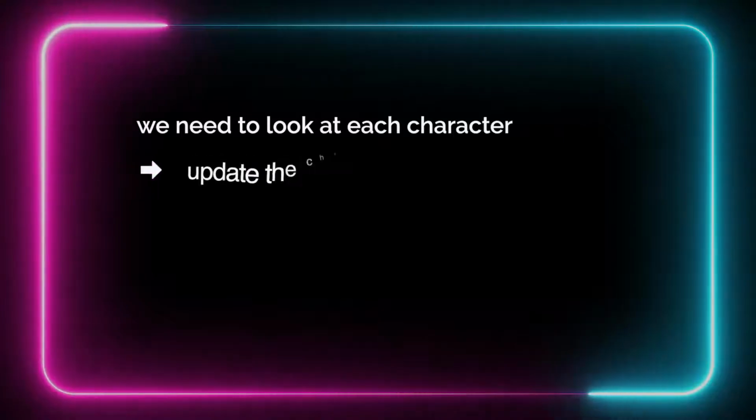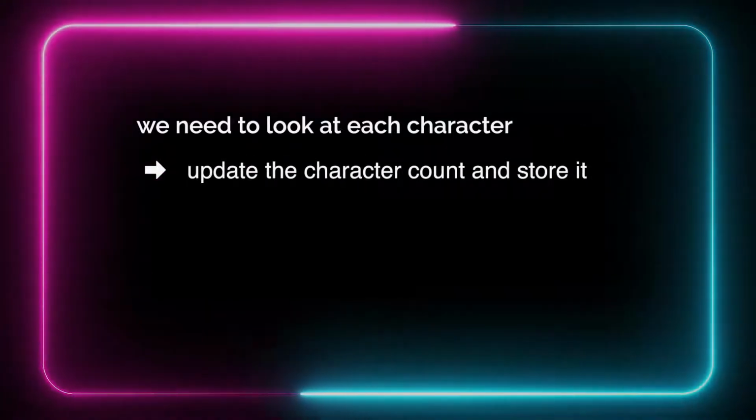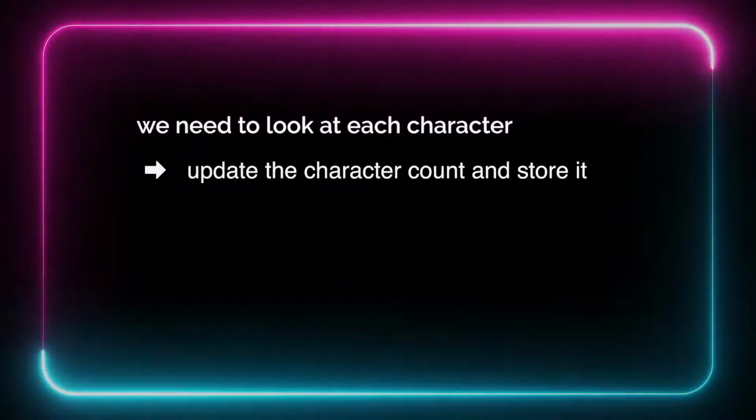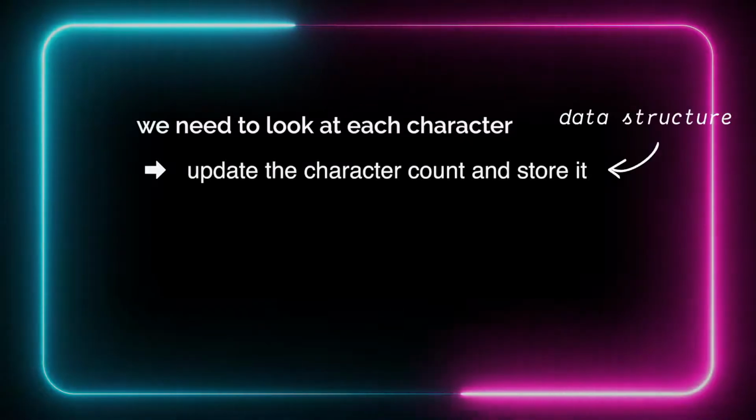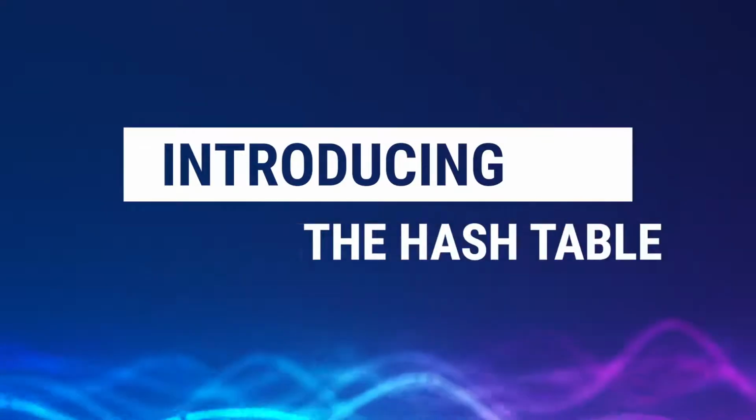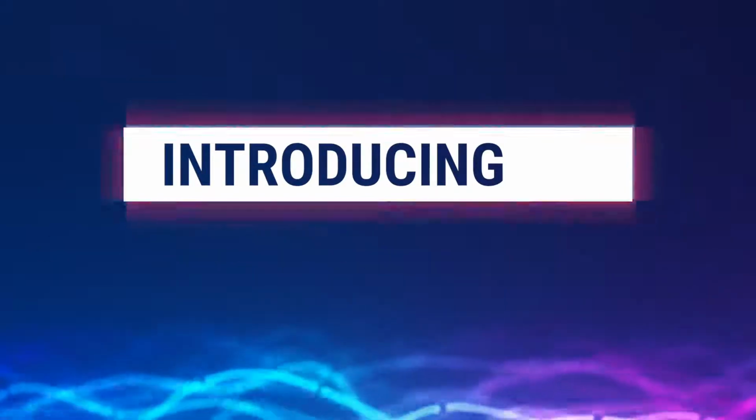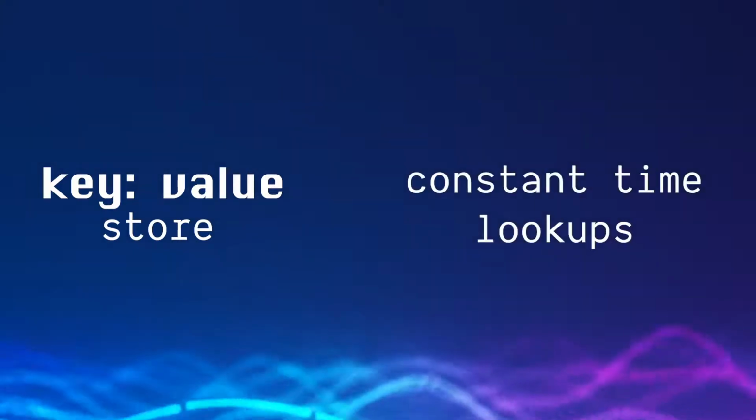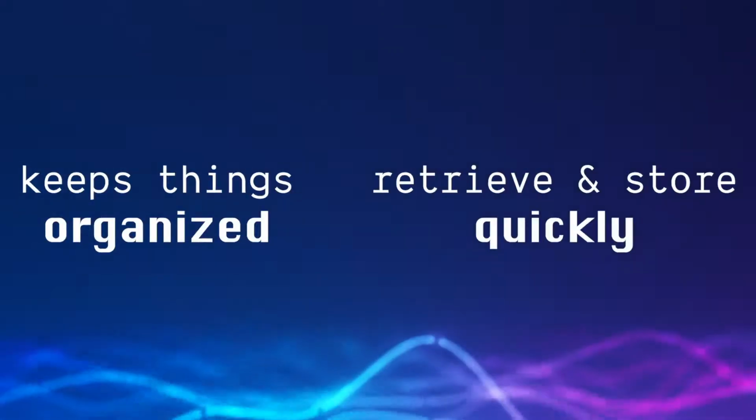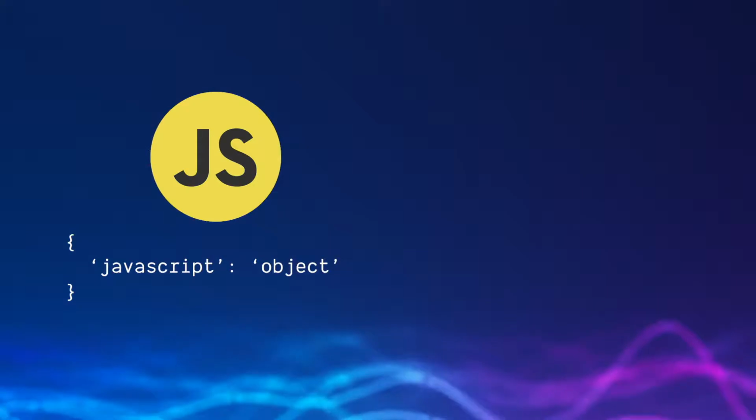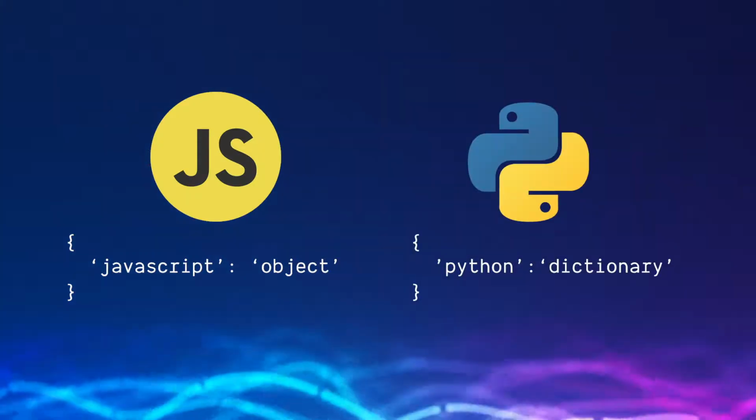We'll have to count the appearances of each character within that loop. So each character we look at, we'll have to either create or add to an existing counter. Since we need one counter for each character, we need some kind of a data structure to keep them organized. So I'd like to introduce my good friend, the hash table, which you could say is the most basic and most useful of data structures. Now the hash table is what's known as a key value store, on which we can perform lookups in constant time. Now that's a formal definition for saying it keeps things organized and it can retrieve and store things quickly. We'll use an object for this in JavaScript or a dictionary for this in Python to represent the hash table.